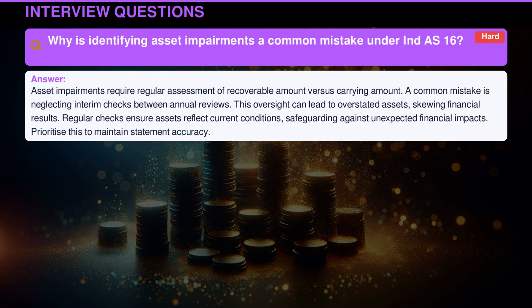Asset impairments require regular assessment of recoverable amount versus carrying amount. A common mistake is neglecting interim checks between annual reviews. This oversight can lead to overstated assets, skewing financial results. Regular checks ensure assets reflect current conditions, safeguarding against unexpected financial impacts. Prioritize this to maintain statement accuracy.